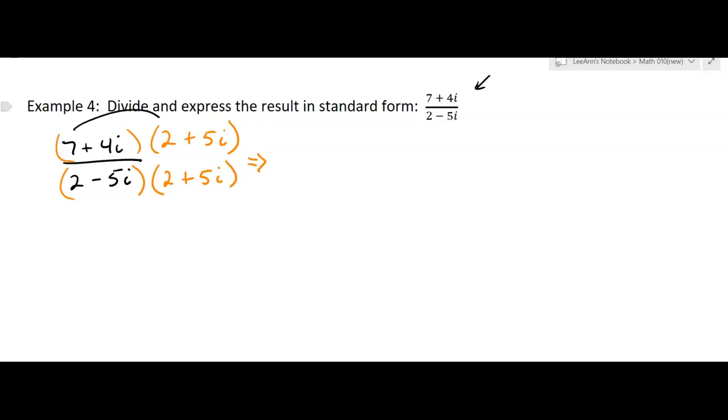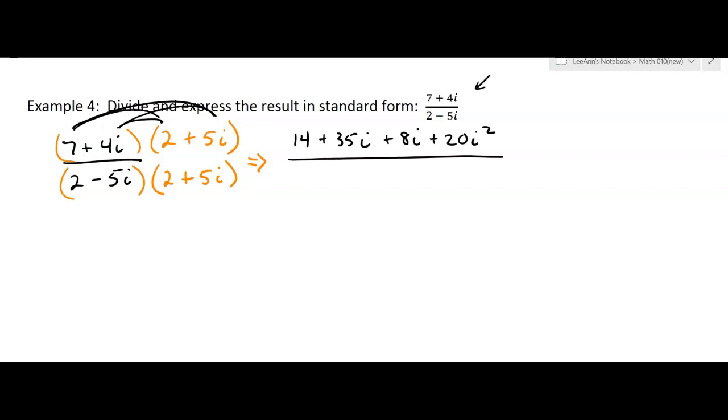In the numerator, I'm going to have 7 times 2, which is 14. And then I'm going to have plus 35i. And then I'm going to have plus 8i. So I'm just foiling away here, having a good time. Plus 20i squared. And again, I just write the 20i squared, and I'll deal with the i squared later. By the way, you're never going to have an i squared in your final answer because that can always be simplified to negative 1. Okay, in the denominator, I'm going to have 2 times 2 is 4. And then I'm going to have, and I usually write this out, minus 25i squared. Okay, and then we'll deal with that in a minute.